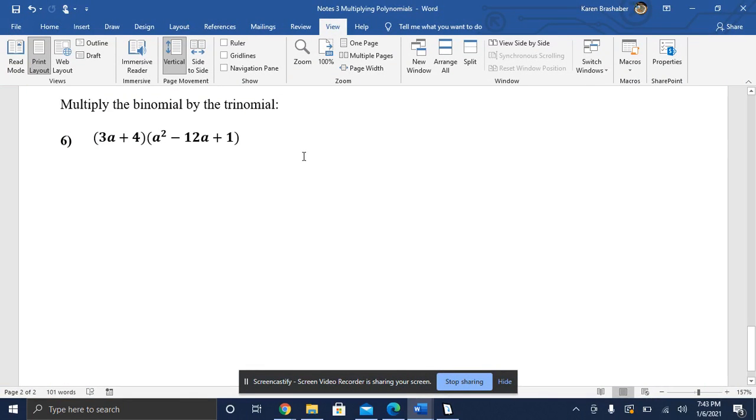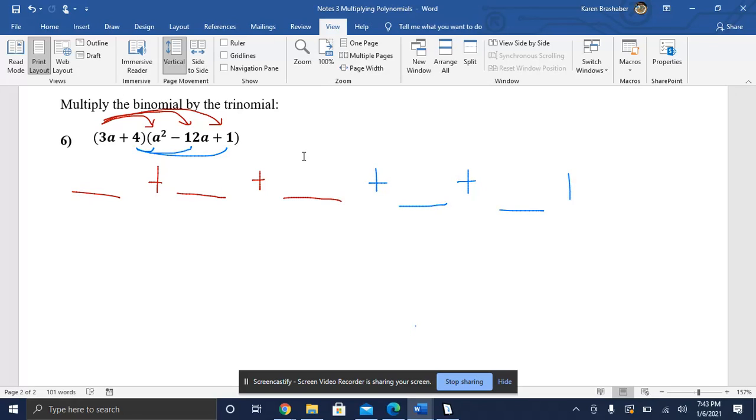In our last problem, we're taking a binomial times a trinomial. So we'll follow our same pattern. We're going to take 3a and multiply that by all 3 terms of the trinomial. So that will be 3 blanks that we'll have to fill in. And then we'll be taking 4 times each term of the trinomial. So that will be 3 more blanks that we'll have to fill in. So we'll have a total of 6 multiplications that we're doing.